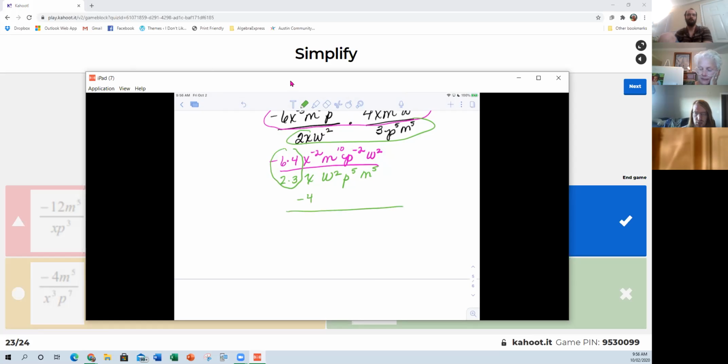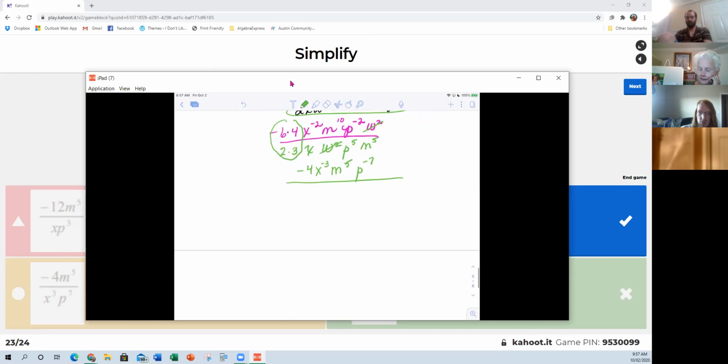And then I'm going to subtract exponents. So -2 minus 1 is x to the -3rd. M to the 5th divided by m to the 5th, I would subtract those exponents. That would give me m to the 5th. The w squareds are going to cancel out. And p to the -2nd divided by p to the 5th, subtract -2 minus 5 would be p to the -7th. So now this guy has to come down and this guy has to come down. So I wind up with -4 m to the 5th over x to the 3rd, p to the 7th.